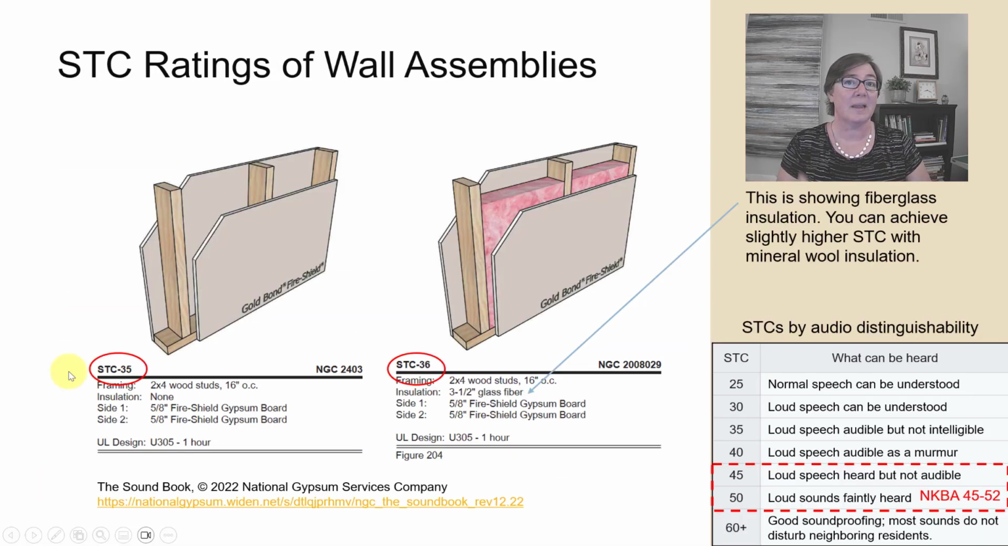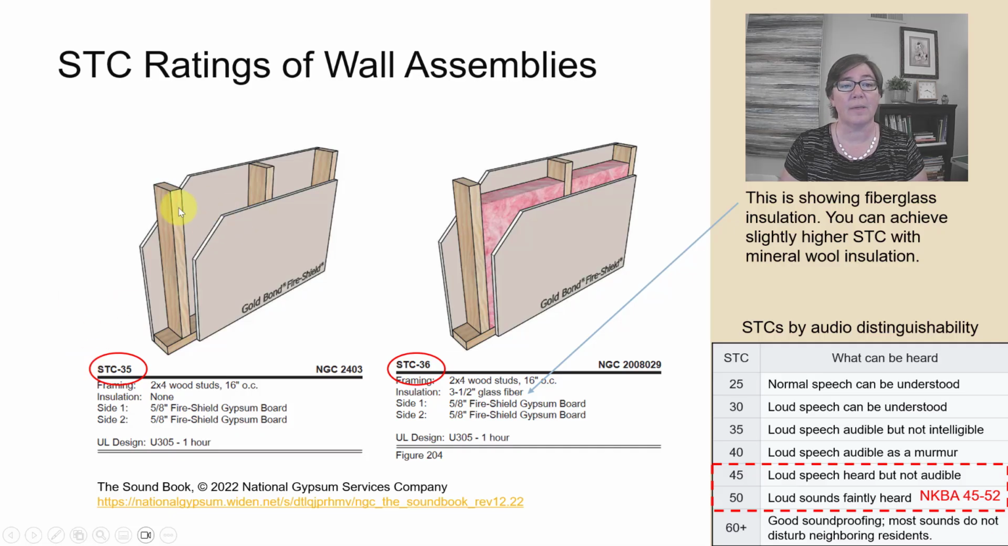All right, we've been talking about these STC ratings, and they are for an entire wall assembly, not for just one individual component. You wouldn't add up all the STC ratings of the wood and the gypsum board. No, it doesn't work that way. It's for the entire wall assembly. So let's look at some of these, and I also want you to go to this reference and make sure you take a look and understand all of these different wall assemblies.